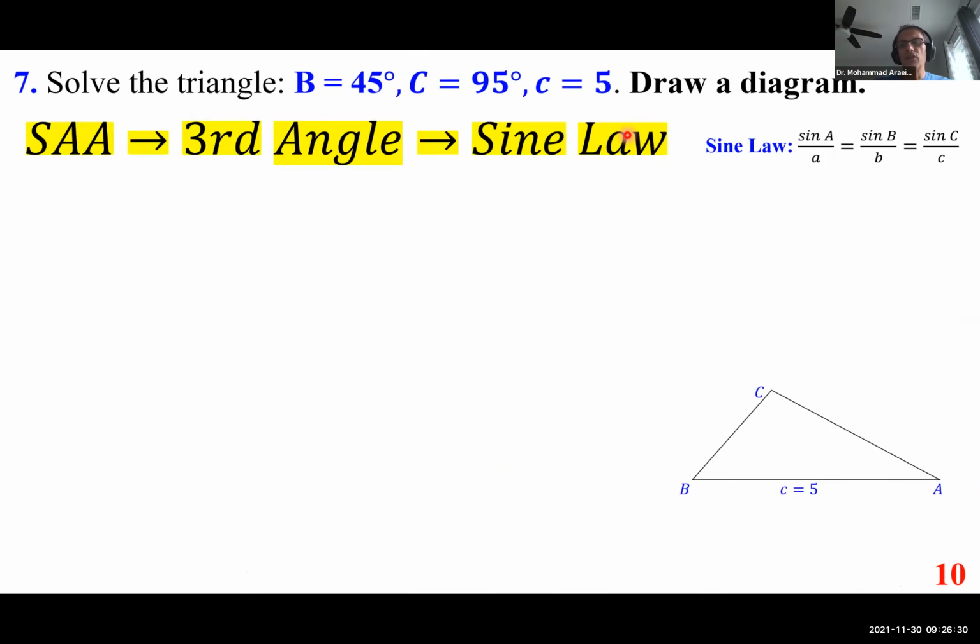Let's again come up with the drawing and say this is 45, this is 95, this is 5. Okay, so what is this? Add these two up, subtract it from 180, that gives us A, which is 40 degrees. And now we have all the angles. We have one side, use the sine law.